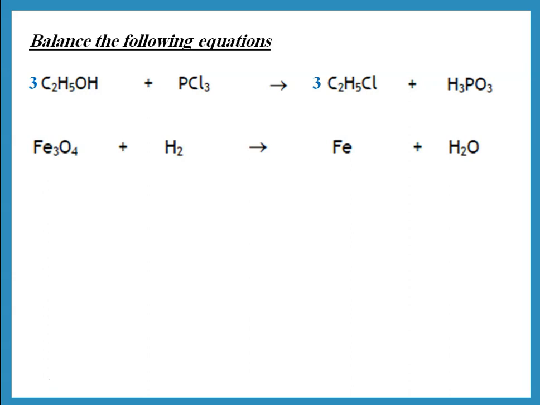Now, what about this one? We have how many iron before the arrow? 3. How many iron after the arrow? 1. So you need to put a 3 there in order to balance the iron. Now, usually we leave oxygen till the end. So the hydrogen before and after the arrow are 2. So now we look at the oxygens.